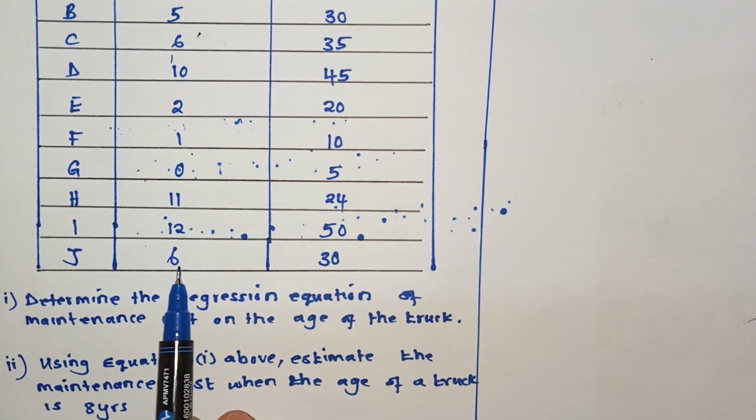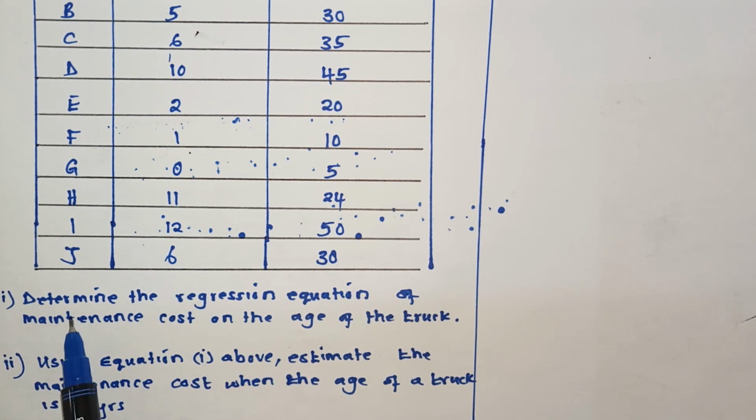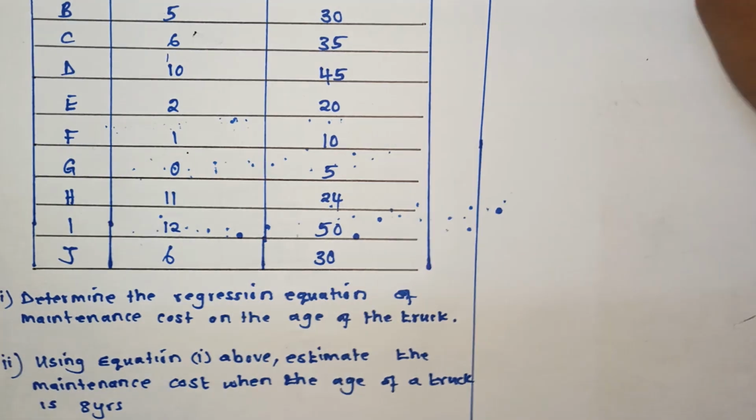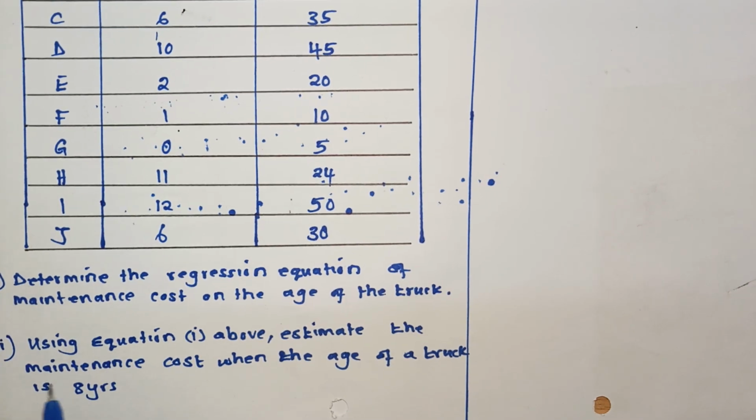We are being told in our question that we are supposed to determine the regression equation of maintenance cost on the age of the track. So that is our regression equation. Then part B of this question we are being asked, using equation 1 above, estimate the maintenance cost when the age of the track is 8 years.